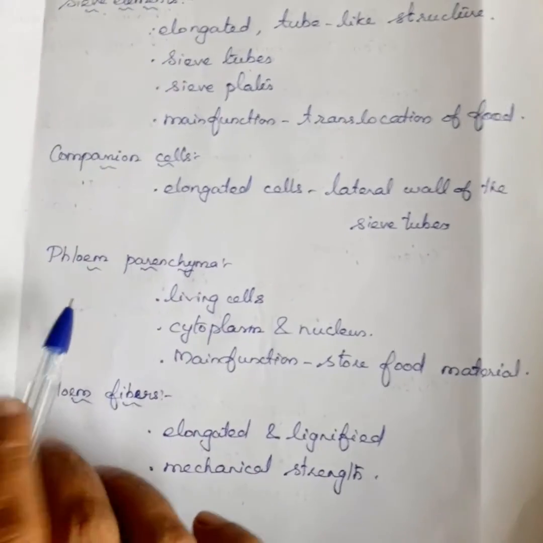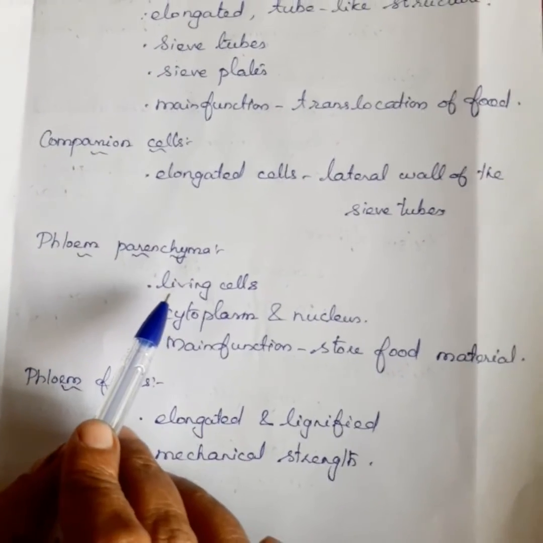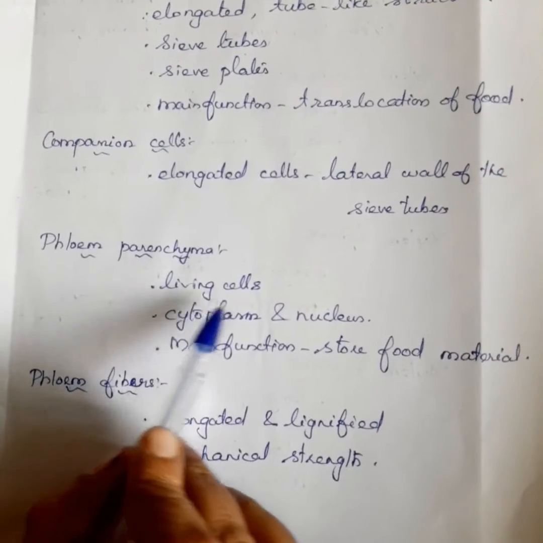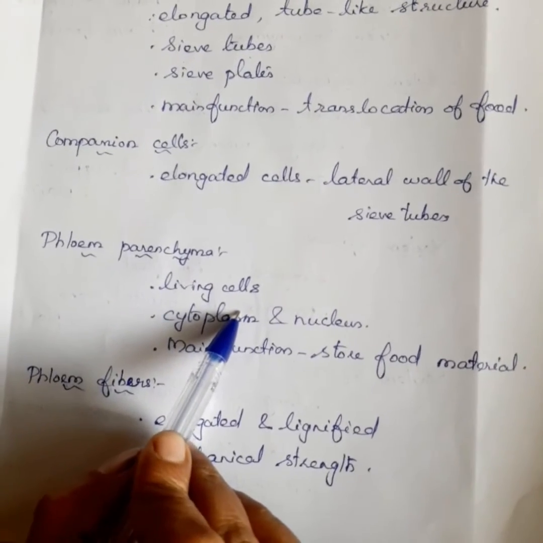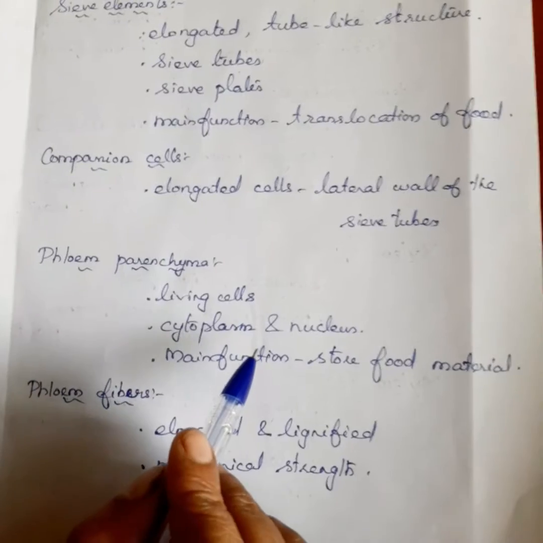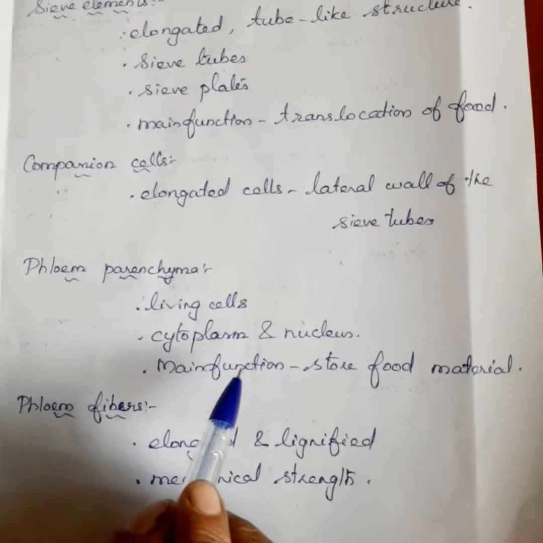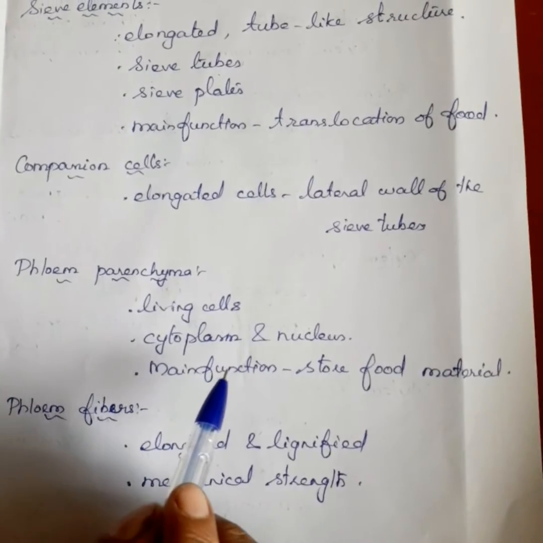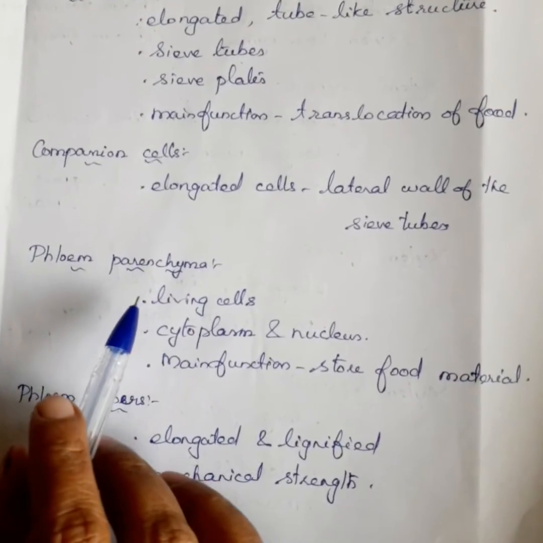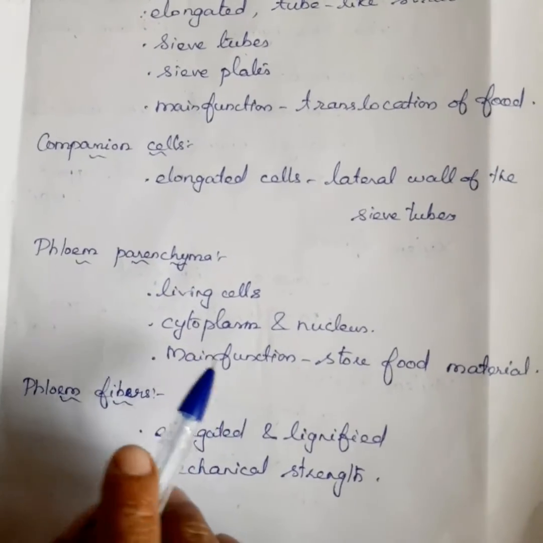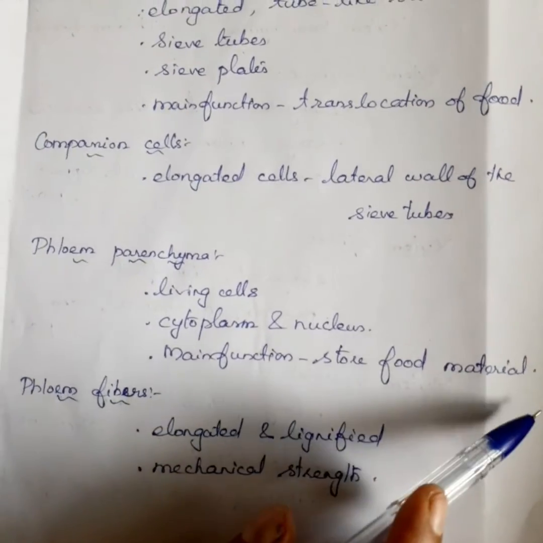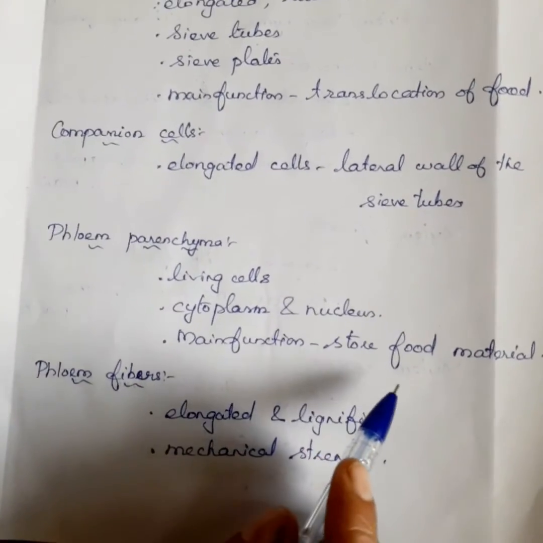Next one, phloem parenchyma. These cells are living cells and they are thin-walled, elongated, cylindrical cells. Cytoplasm and nucleus are present in parenchyma. And what is the main function? It stores food material.